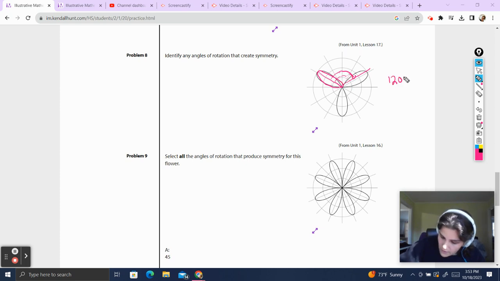That's a 120-degree rotation. We could also rotate it one more, which would be 120 plus another 120, which is a 240-degree rotation. And the third 120 would go to 360, which we don't actually count because that just brings the petal back to itself. So the angles of rotation that create symmetry are 120 and 240.